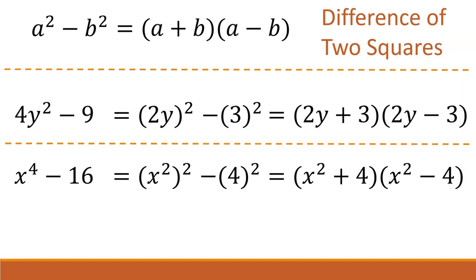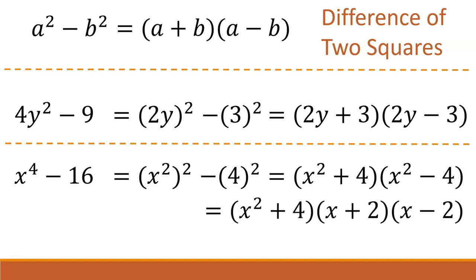X squared plus 4 is a little bit tricky. That is two squares, but it's the sum of two squares, and the sum of two squares will not factor any further. But the x squared minus 4 is the difference of two squares, and it will factor into x plus 2 times x minus 2. So our final factored form of x to the 4th minus 16 is x squared plus 4 times x plus 2 times x minus 2.